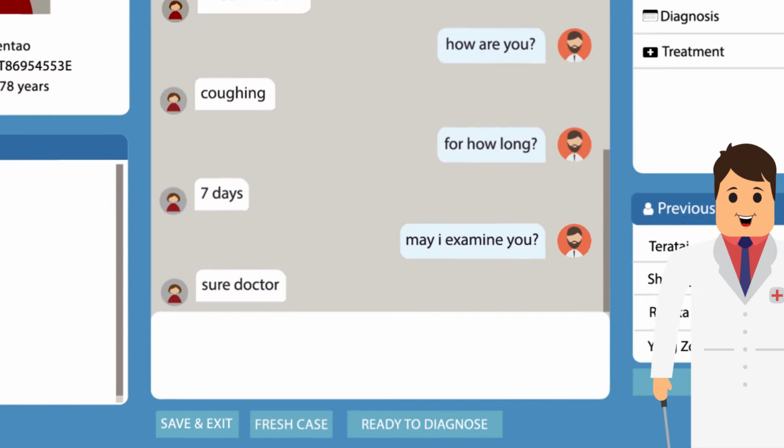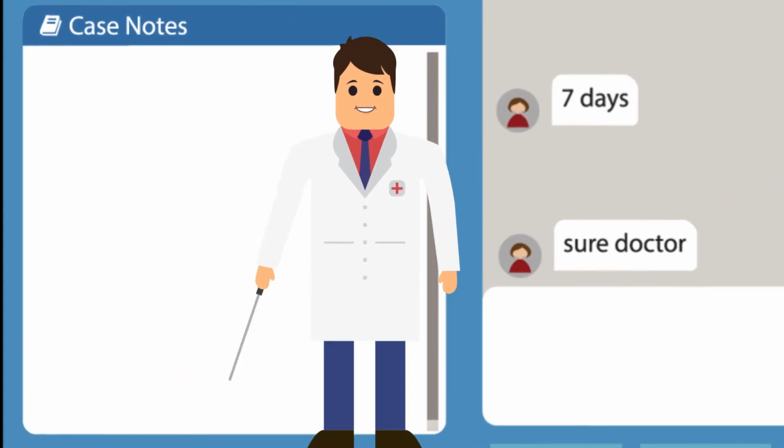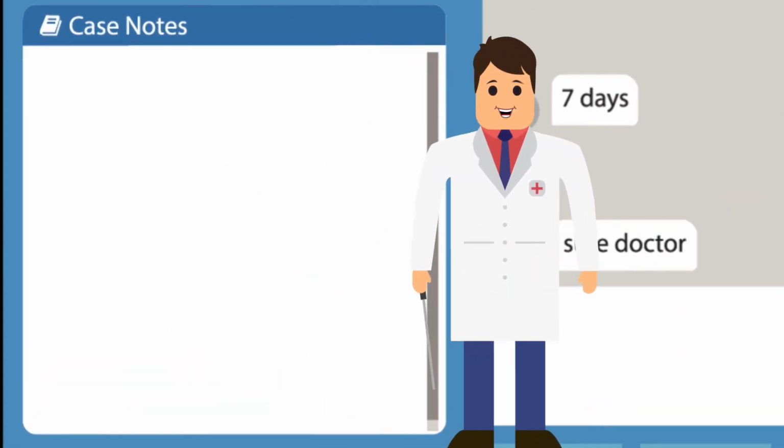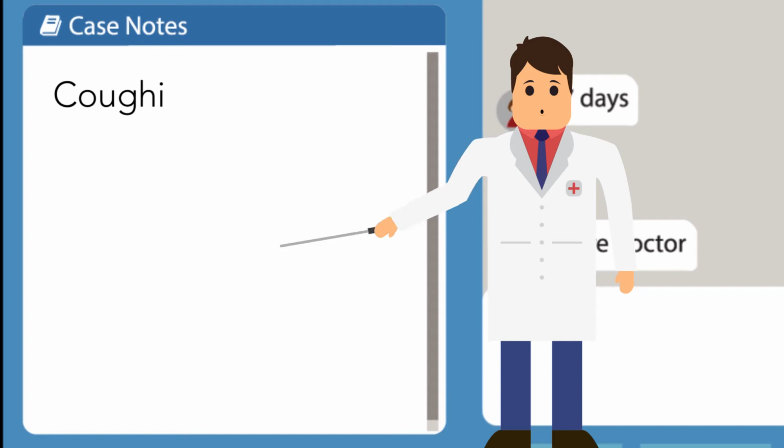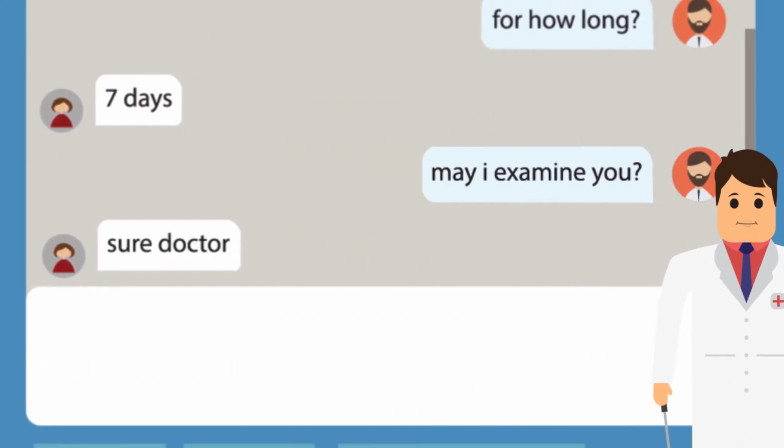Let's move on to the next part. On the bottom left side of the page, there is a box with the heading Case Notes. This is where you can note down the information you obtain through the interview with the patient. If you are ready to examine the patient, you can let the patient know by typing in the chat box. It is always a good practice to ask the patient for permission to examine him or her.